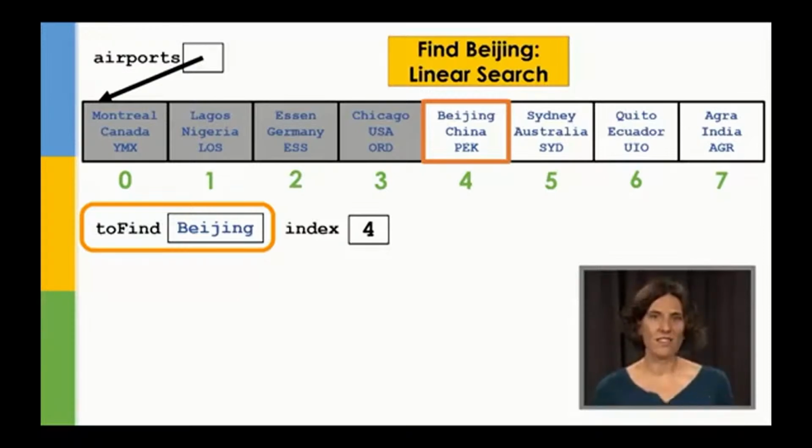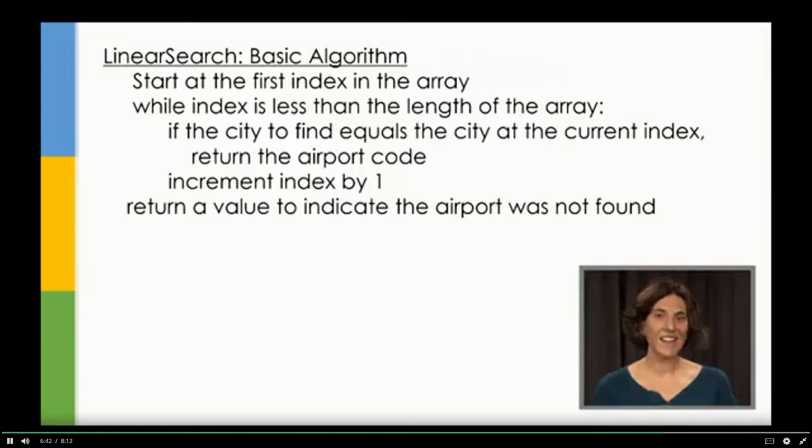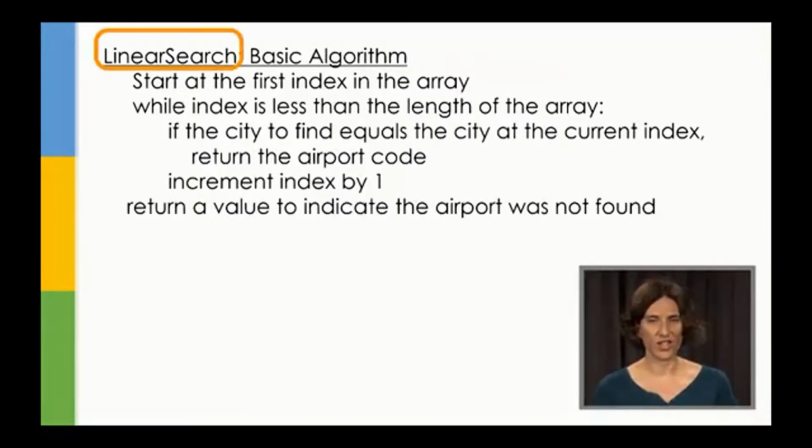So now I've found the airport object in question, and I can use it to answer the question of what is the 3-letter code for Beijing. So I read that out of the entry, and I can return it to my user. So this is a match, and we're done. That, in a nutshell, is the algorithm called linear search. And here's how it looks in pseudocode.